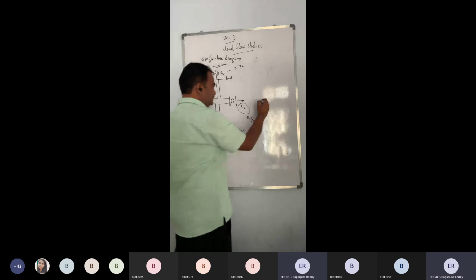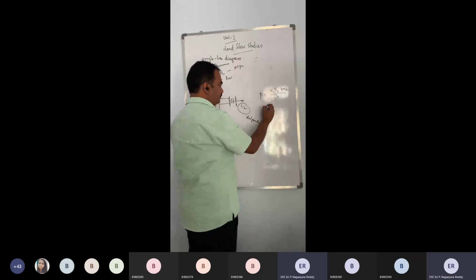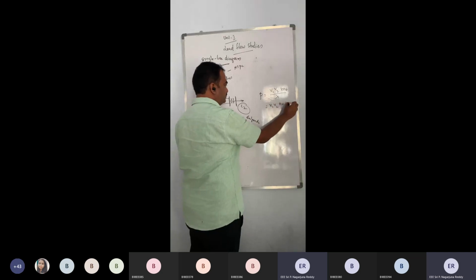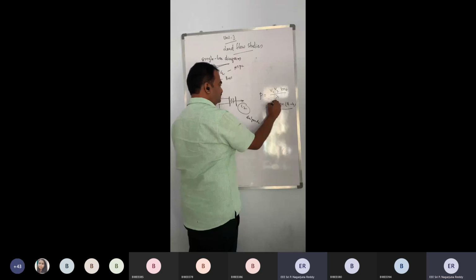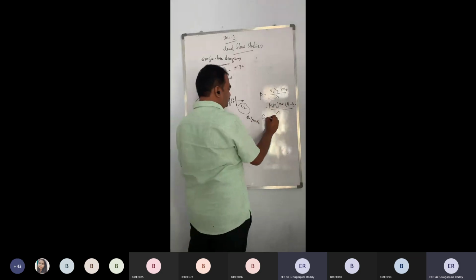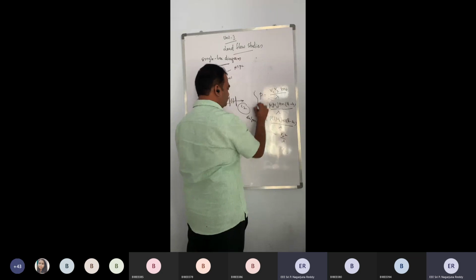A rough formula is the active power will be V1 V2 sin delta by X, or what we call it as V1 V2 sin(delta 1 minus delta 2) by X. These are magnitudes. The reactive power formula will be V1 V2 cos(delta 1 minus delta 2) by X minus V2 square by X. These are the formulas.